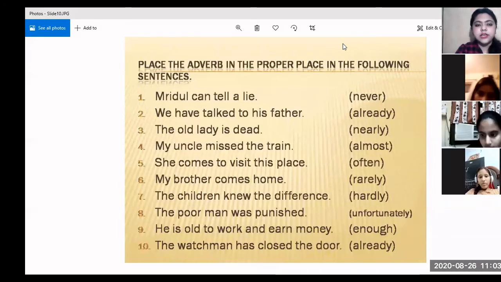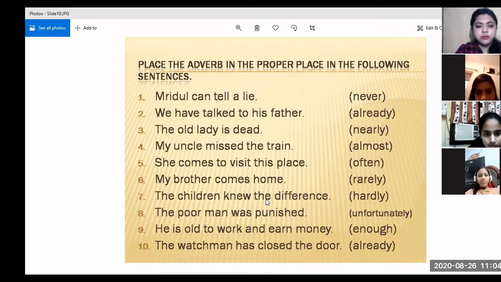Alright. Next question. We have talked to his father. Let me see who will give the answer. Yes, Akshita, give the answer. Ma'am, we have already talked to his father. Good. Next is, the old lady is dead. Yes, Divyanshi. Ma'am, the old lady is nearly dead. Very good.